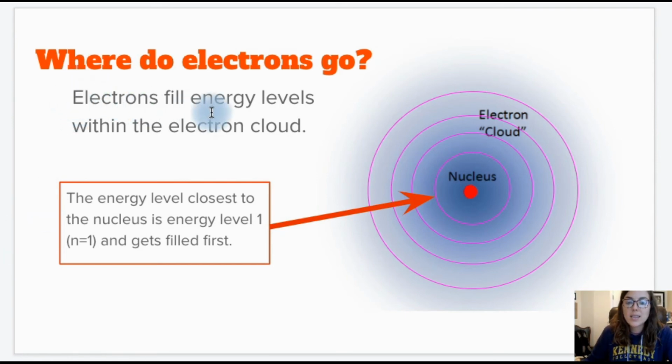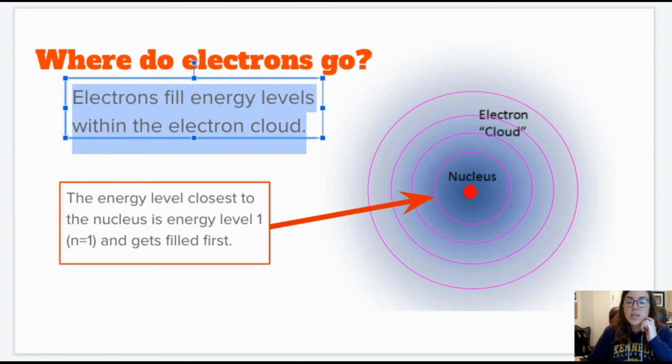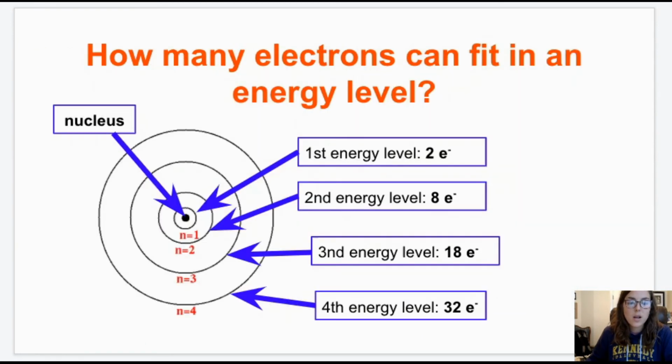This is what you need to write. Electrons fill energy levels within the electron cloud, okay? It looks something like this. Now, we know it's more of a cloud, but it's really hard to draw that. So one thing that we do is we draw it as a Bohr model, which is our best approximation of that electron cloud. So on your notebook, make sure you have these circles drawn and you need to label how many electrons go on each circle.